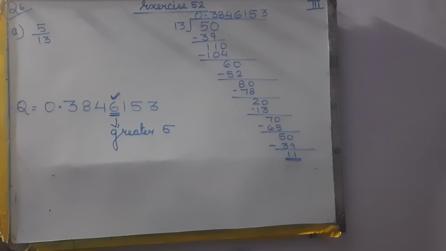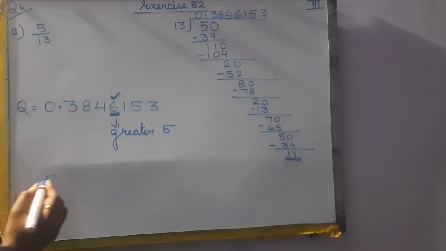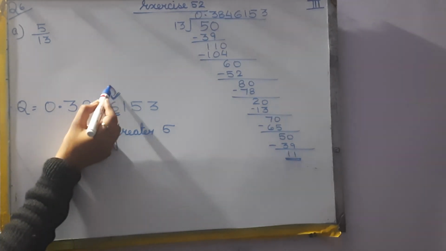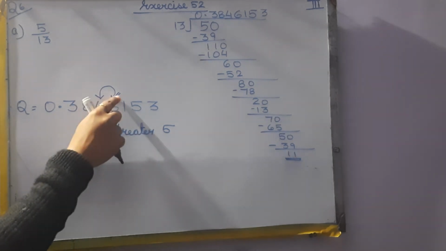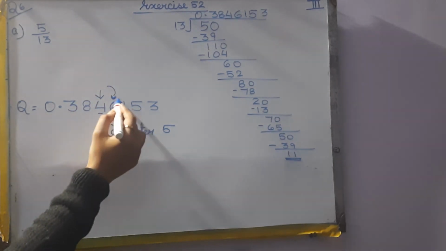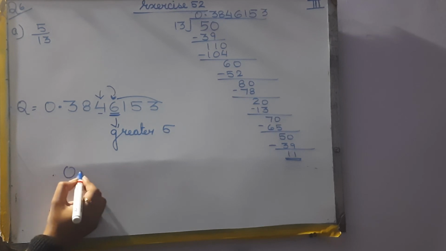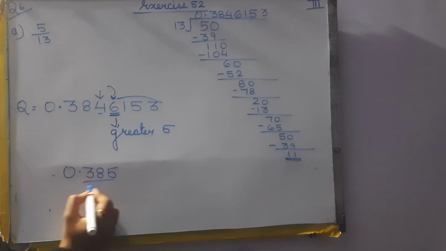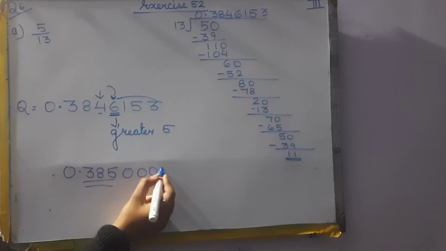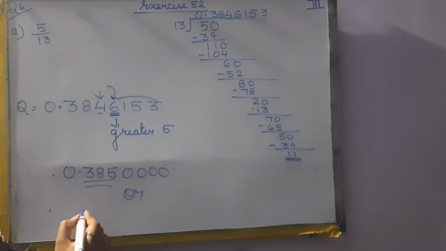So what are we going to do next? It is greater than 5. So correct to the third decimal place, we increase the number at the third decimal place by 1, because it is greater than 5. So we increase the third decimal place by 1, and the rest of the number will be 0. So 0.38, 4 plus 1 will be 5, 0.3850000, or you can write it as 0.385.